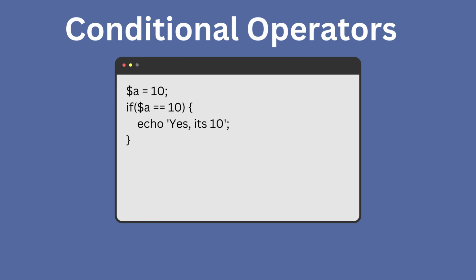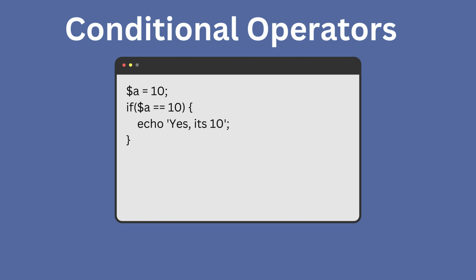Let's start with the most basic operator, the if operator. It's used to execute a piece of code only if a condition is true. So in the example here, we're checking if the value of the variable $a is equal to 10. If it is, we're going to print, yes, it's 10. And that's it. Simple, right?